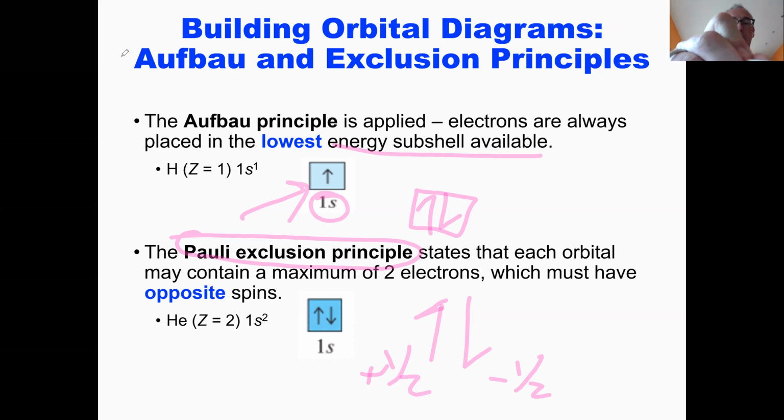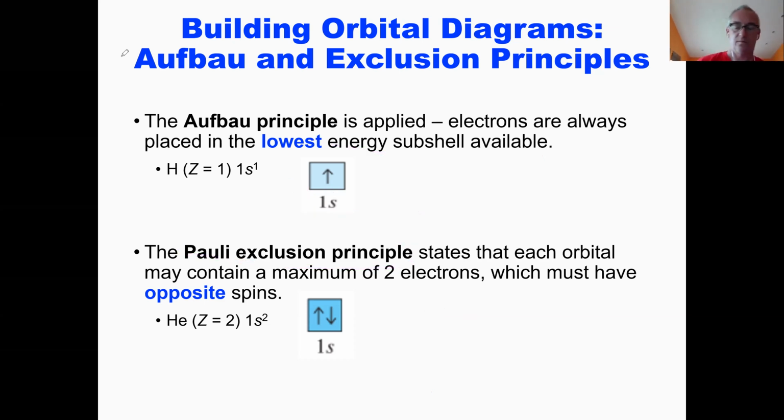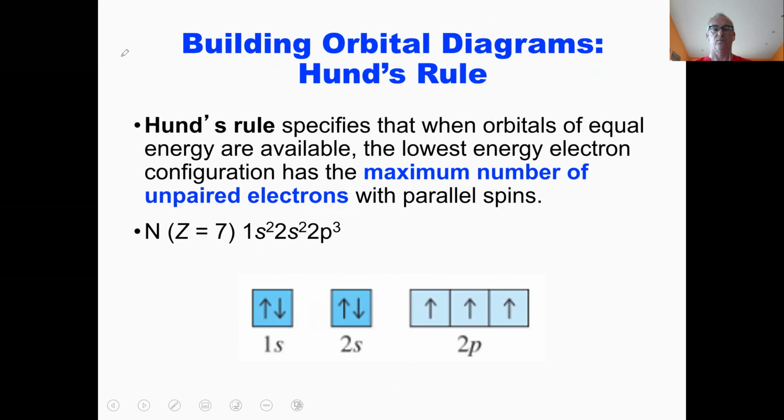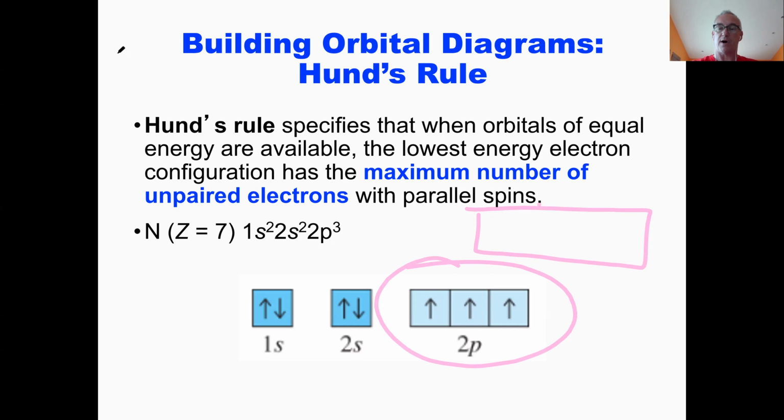So one more rule. Hund's rule. Good old Hund. So Hund specifies that if you have orbitals of equal energy available, like for instance, a p subshell has 1, 2, 3 orbitals, right? So here we've got 3 orbitals in p. How do we fill them? Well, there's a number of ways we could. So let's draw our box for p.